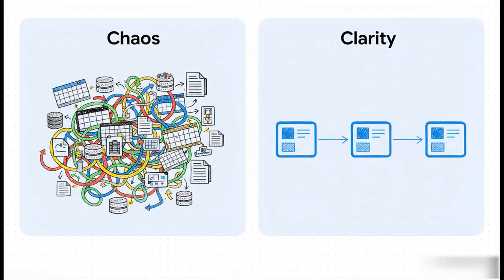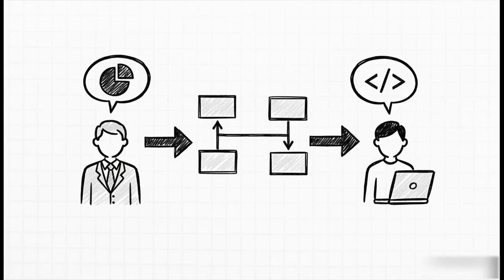On the left, you've got chaos. It's this crazy web of spreadsheets and databases that, let's be real, nobody fully understands. But on the right, that's where we want to be. That's clarity. A data model is literally the bridge that gets us from all that confusion to a clean, simple map of our information. And this right here is the crucial point.